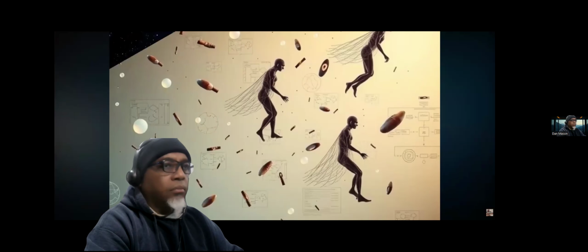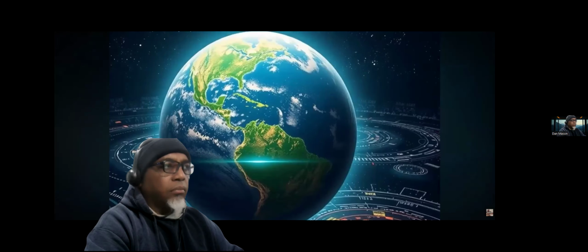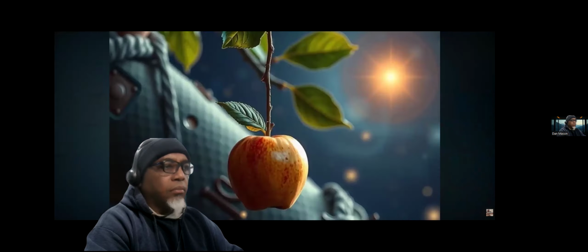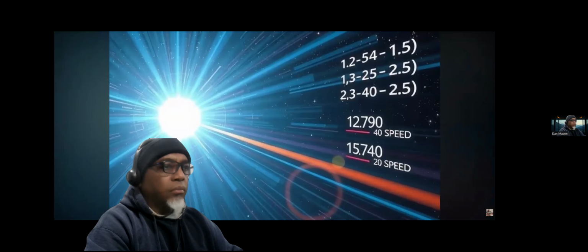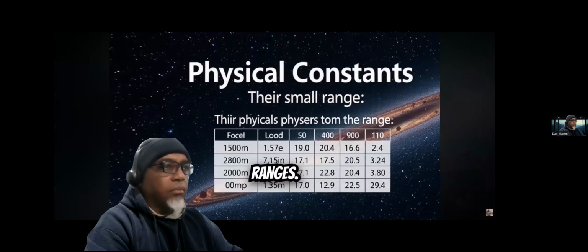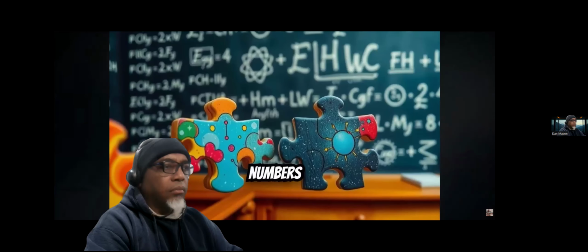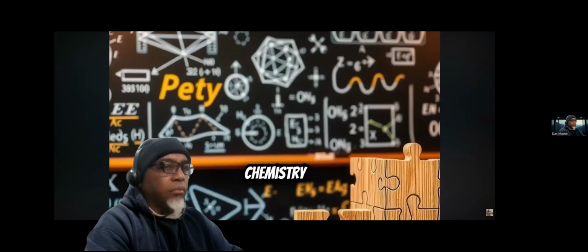Fine-tuning the universe. Physics is the basis for biology. The world itself seems to be perfectly set up for life. The strength of gravity, the charge of the electron, and the speed of light are all examples of physical constants that fall within very small ranges. If you change these numbers a little bit, the stars won't burn right. Atoms would not stay together. Chemistry would fall apart.